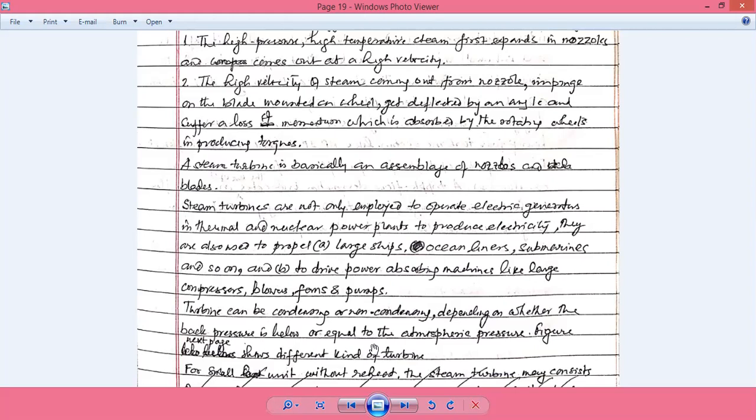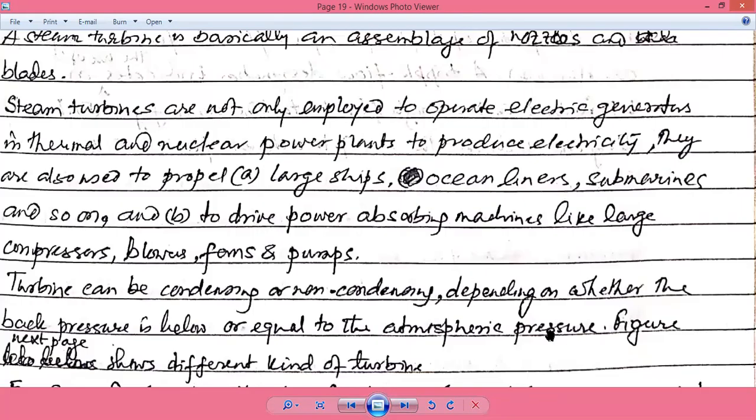They are not only producing power, they can also run power absorbing machines like large compressors, large blowers, fans, and pumps. So you can use the steam jet, without using electricity, to run large compressors, blowers, fans, and pumps where you do not have electricity for that. All these can be driven by steam power by means of a steam turbine.